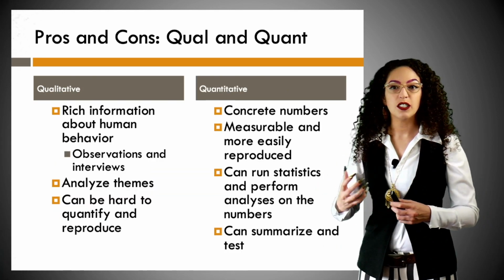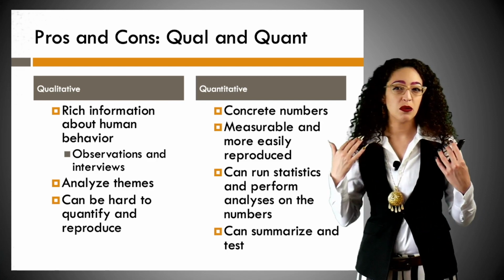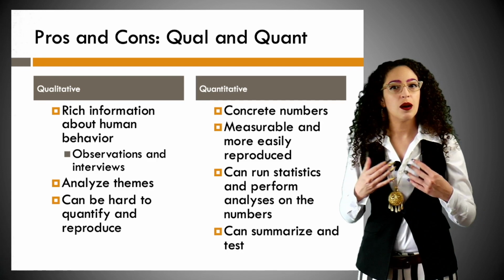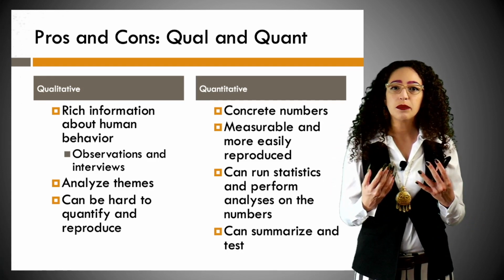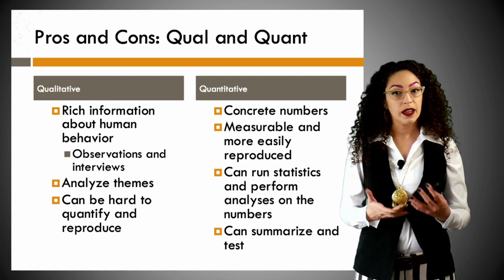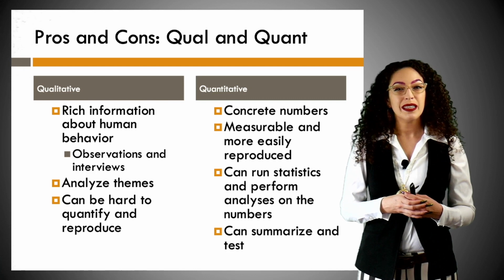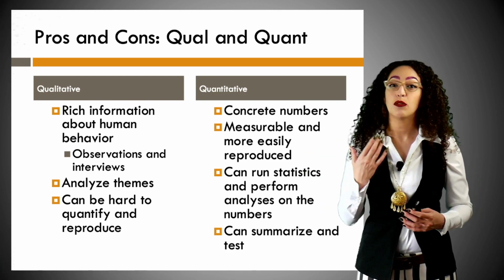So qualitative is rich about human information and behavior, also imbued with feelings. You can think of it as like observations and interviews with people. You can analyze themes, like what are the most common thoughts and feelings about the pandemic right now and how it's affecting your well-being. But unfortunately, things like that can be hard to analyze and to quantify and reproduce.